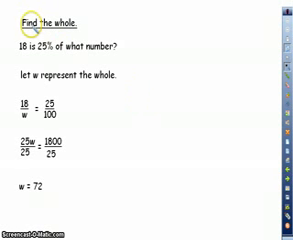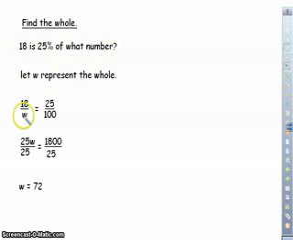Next question is finding the whole number, finding the base. 18 is 25% of what number? That's the question they're asking you. This is my part. That's what's given to you. Is means equals. 25% of what number? Well, it's got to be a bigger number than my 18 because 18 is only 25% of that number. That's how we know that we are trying to find the whole number, the base.